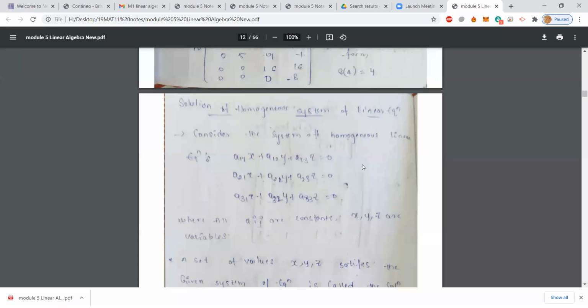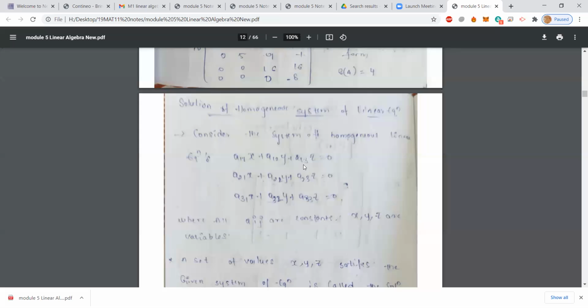Hello students, in this class I am going to discuss the consistency of the given homogeneous system of linear equations. The given system is said to be consistent if it has a solution. The given system is said to be inconsistent if it doesn't have a solution. So first we see what a system of homogeneous linear equations is.